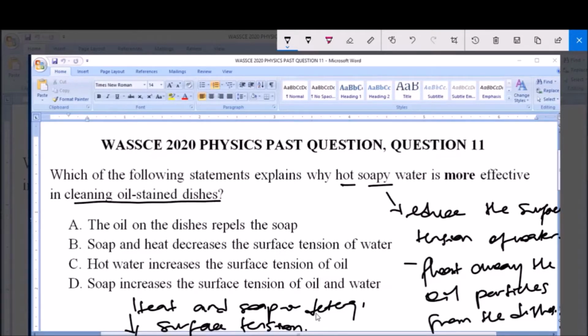Like I said, it will reduce the surface tension of this water, making the water able to wet the dishes. Now when this water wets the dishes, it will have the ability to float away the oil particles on these dishes. And like you know, surface tension is the force acting on the surface of water, making it behave like a stretched elastic skin. So when this surface tension is reduced by the heat or the soap, that is the hot soapy water, it enables it to float away these oil particles from the dishes, thereby cleaning our dishes. So the answer to this question is option B, because soap and heat decrease the surface tension of water. So option B is the correct answer.